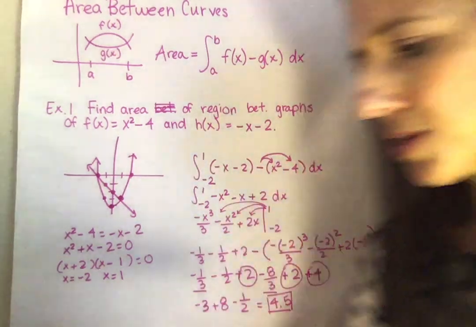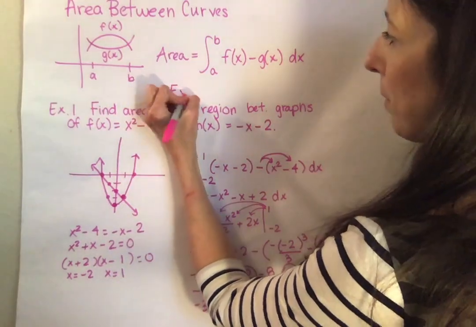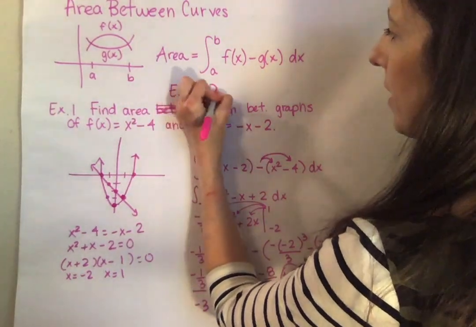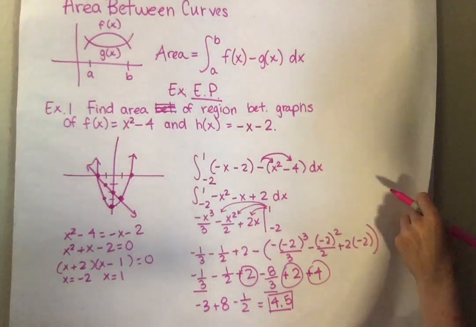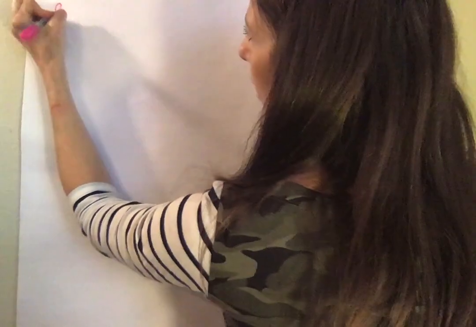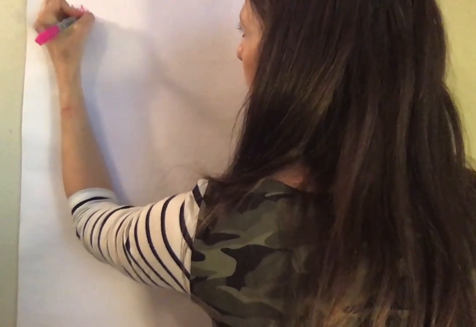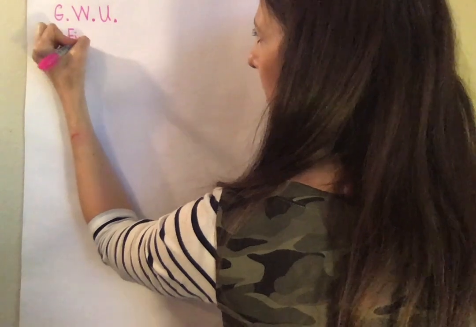Okay, this was example 1, but also known as example EP. Example easy peasy. That one was a pretty easy example. Let's go ahead and kick it up a notch. Okay, so we're going to call this one example GWU, getting warmed up.